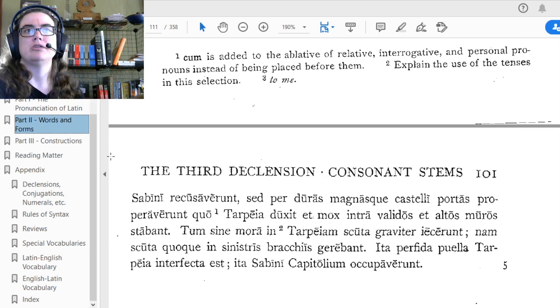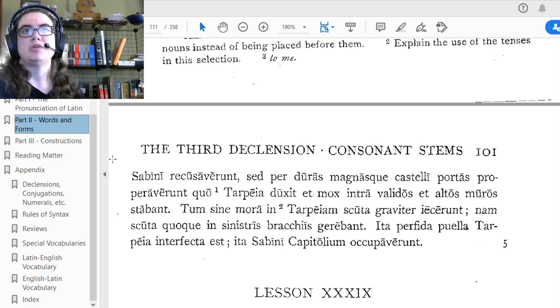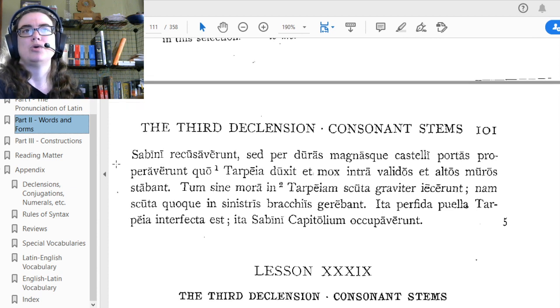Nec Sabini recusaverunt, sed per duras magnas quae castelli portas properaverunt, quo Tarpeia duxit, et mox intra validos et altos muros stabant. Tum, sine mora in Tarpeiam, scuta graviter iecerunt, nam scuta quoque in sinistris brachiis gerebant. Ita, perfida puella Tarpeia interfecta est, ita Sabini Capitolium occupaverunt.